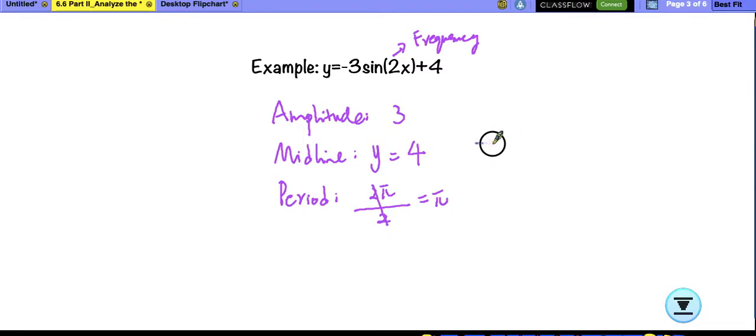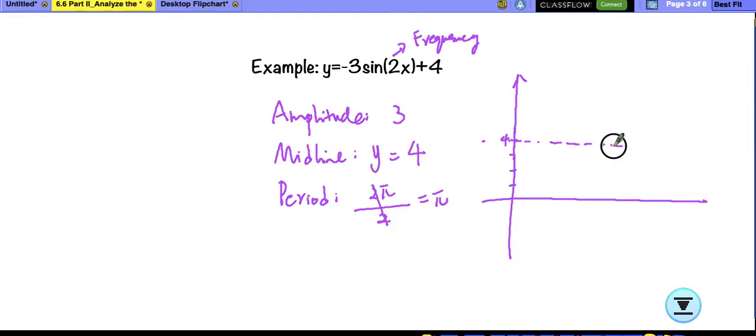So how do we graph it? This information can easily tell us how to graph. First, we know the midline is 4. Let's connect it. Since it's 4, I'm going to put a little bit up here. So the midline is 4, which means the graph is going to go around this line. And the amplitude is 3, so I can go down 3, and that will be my lowest point around this line. And going up 1, 2, 3, we'll go up here. So the range will go up and down like that.